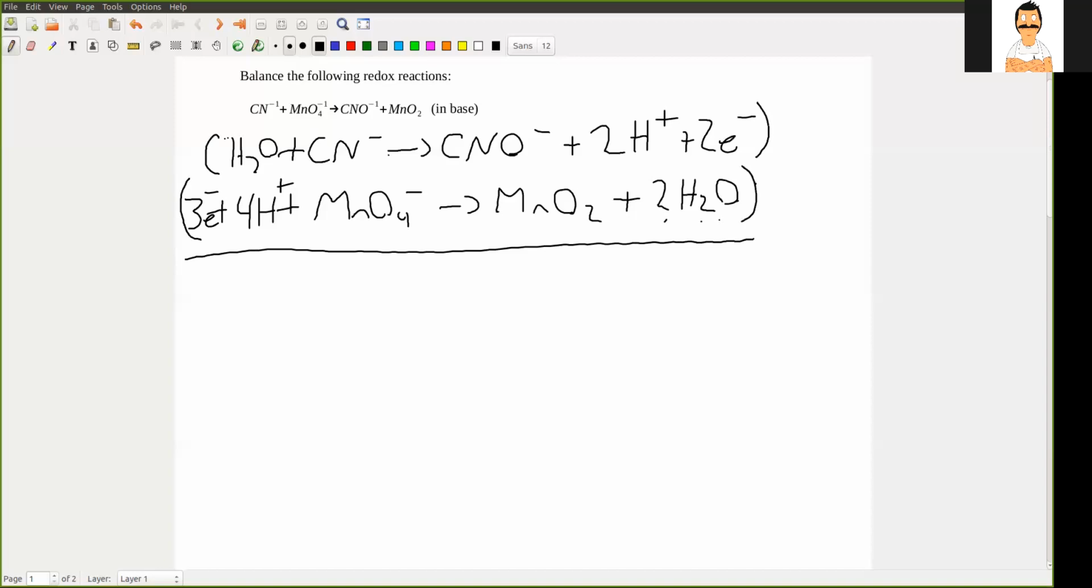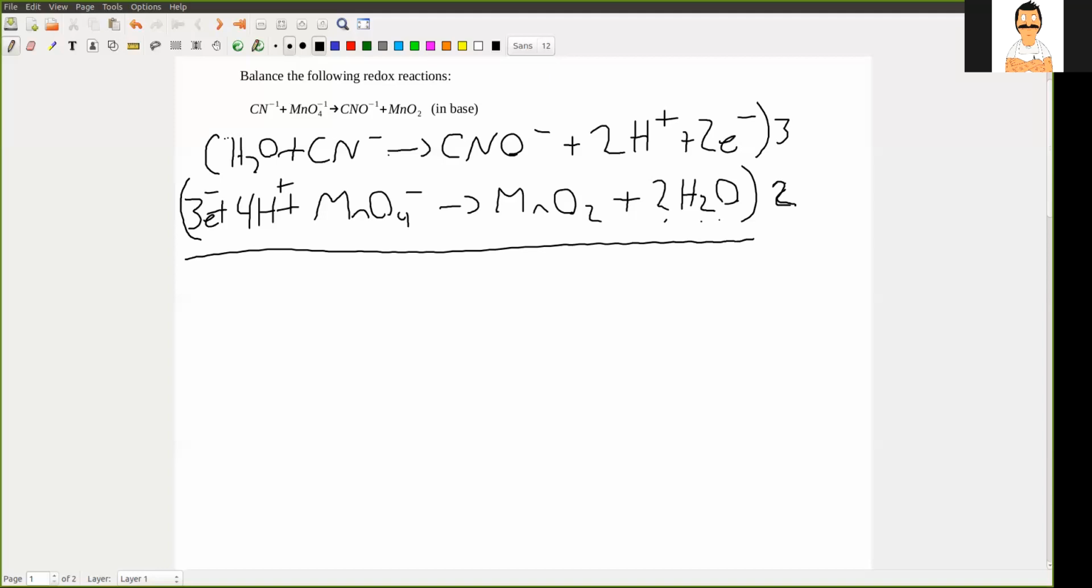And the lowest common factor between 3 and 2 is 6. So we'll need to multiply the top equation by 3 and the bottom equation by 2. And I'm going to write out the whole equation, and then we'll do some cancellations.